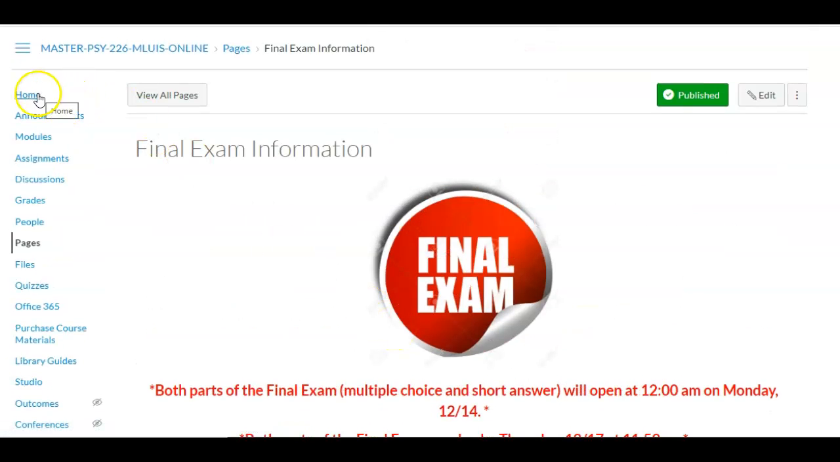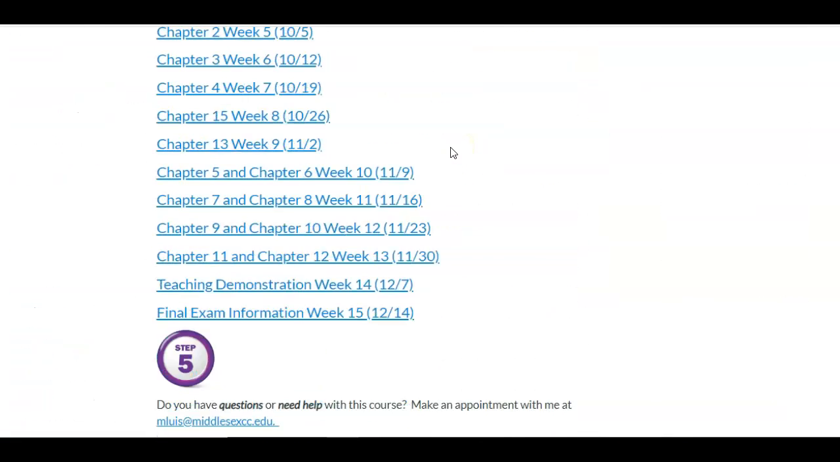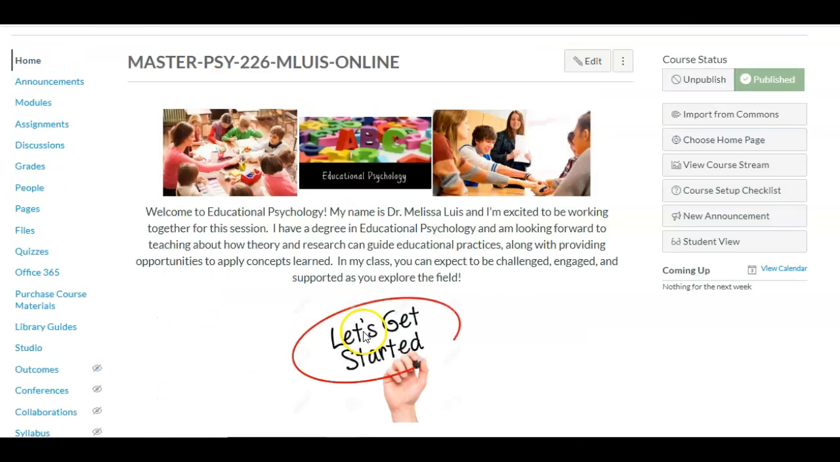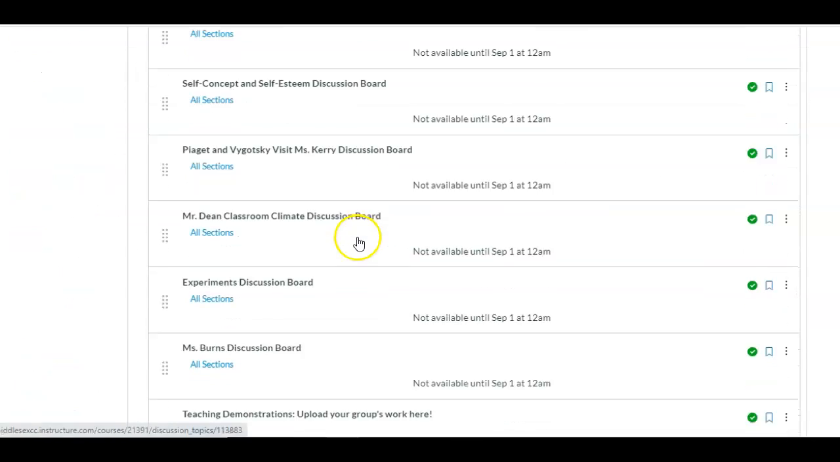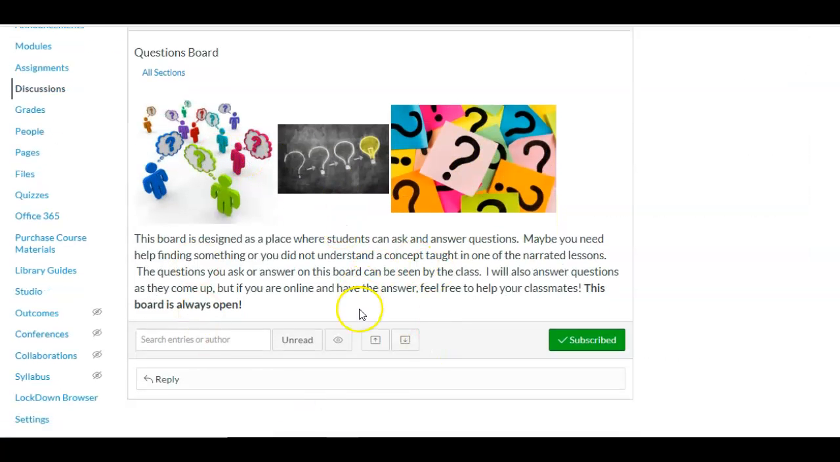All right, so if you have questions, what should you do? Well, let me scroll down here. Number 5, you can email me. You can make an appointment via Zoom with me, and you can email me. Also, there is a questions board. Under discussions, you can go to the questions board, and you can put your question there. This is for everybody to see.